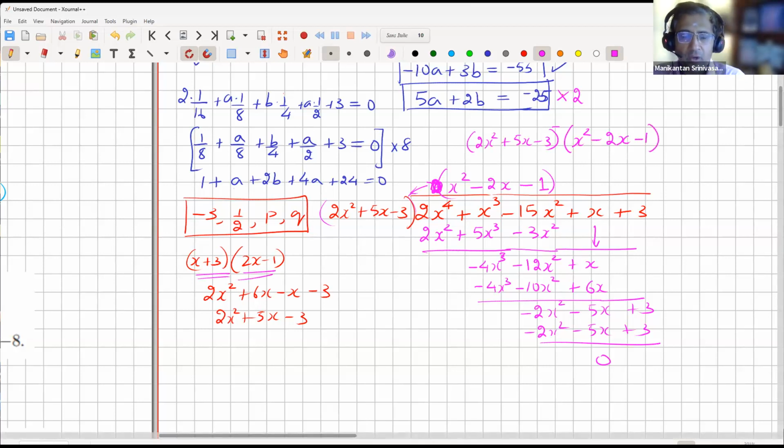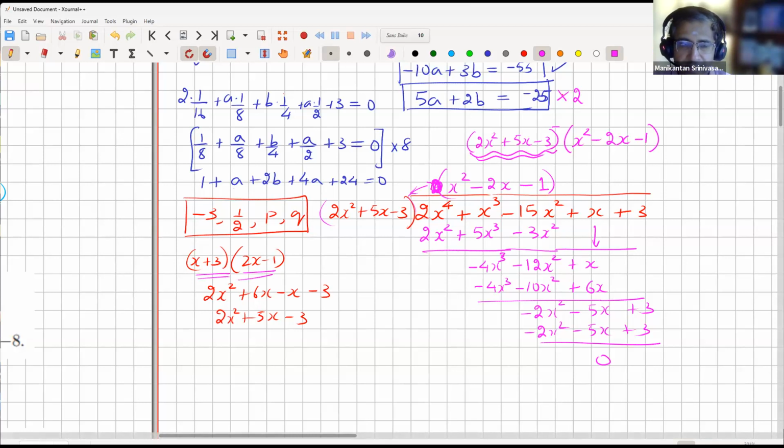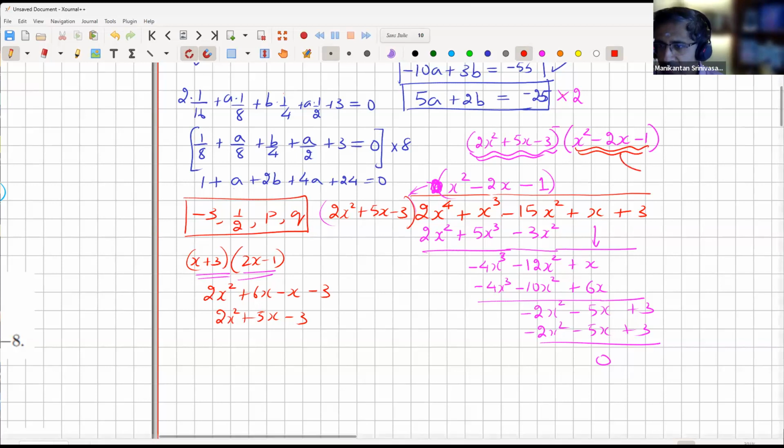Now, how do you find the other two roots? This quadratic is already solved, right? That's how we found x equal to minus 3 and x equal to half. Those were given to be roots already. The other quadratic is what we have to solve. We can just use the regular quadratic formula. The roots of this are the p and q that we are seeking.